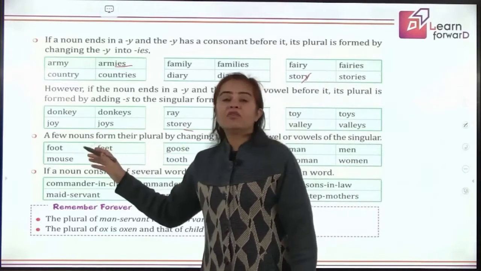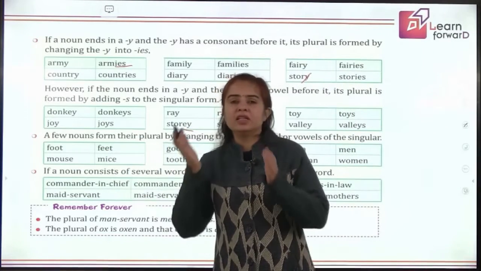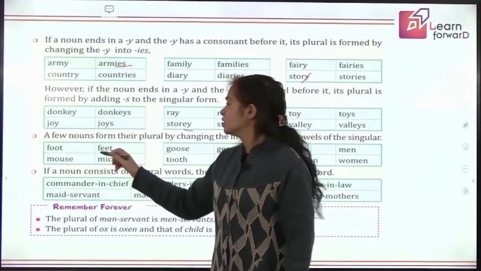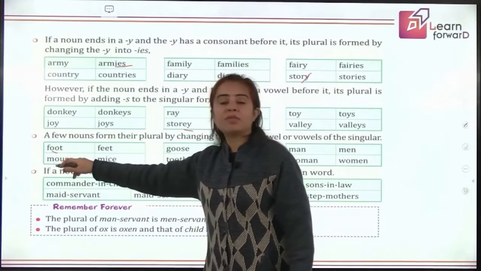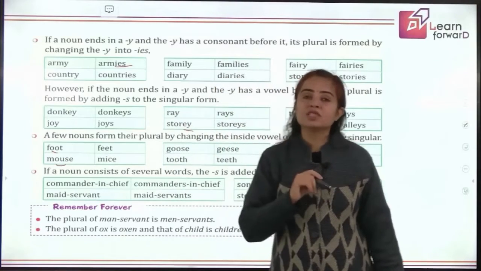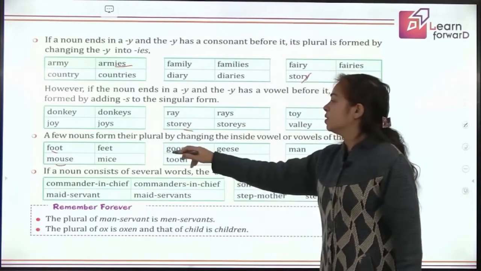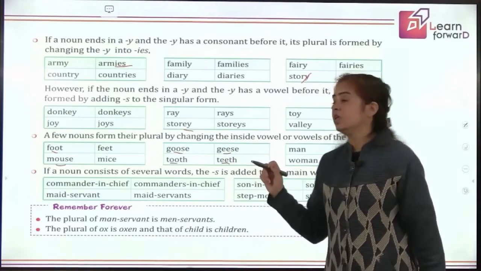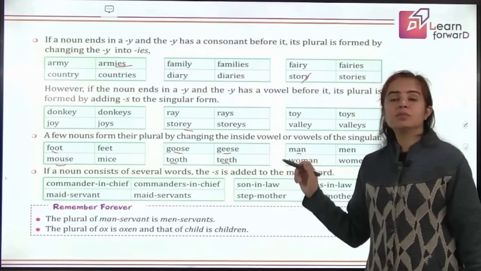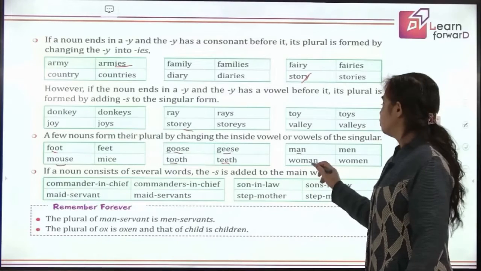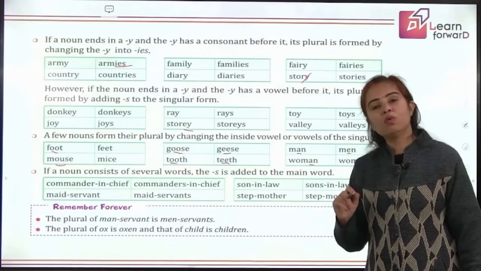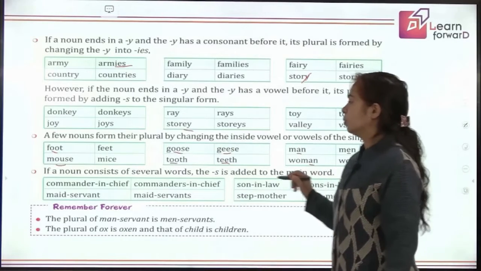Now there are a few nouns that change completely. The inner vowel changes, like foot becomes feet, mouse becomes mice, tooth becomes teeth, goose becomes geese. So what are we doing here? We are just changing the inner vowel. Man becomes men and woman becomes women, right? So only the internal vowel is changed in these singular and plural forms.